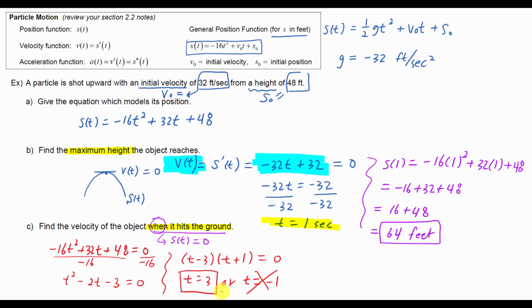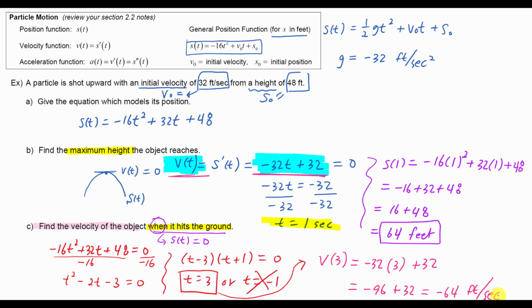And we are going to plug this into the velocity function because it says find the velocity of the object when it hits the ground. Well, it hits the ground at 3 seconds, and the velocity at 3 seconds will be v sub 3. And v sub 3 is, remember, this is your velocity function right here, so you plug 3 in. Negative 32 times 3 plus 32, which is equal to negative 96 plus 32, which is equal to negative 64 feet per second for the velocity.